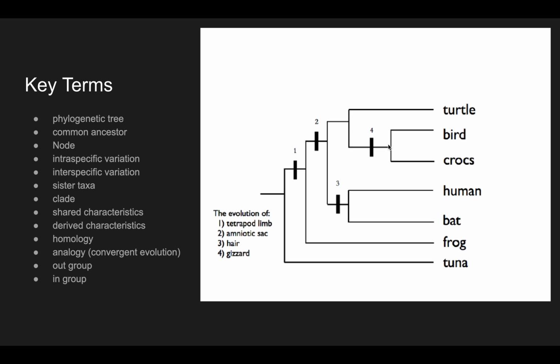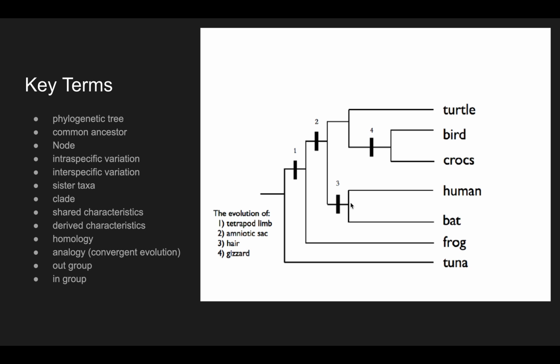A node is any connecting point in this diagram. So there's a node right here, a node right here, a node right here, and so on, right? And these nodes actually represent a common ancestor. So if we're looking at humans and bats, humans and bats are placed right here, and you can directly follow these two lines up to see they have a common ancestor right here at this specific node.